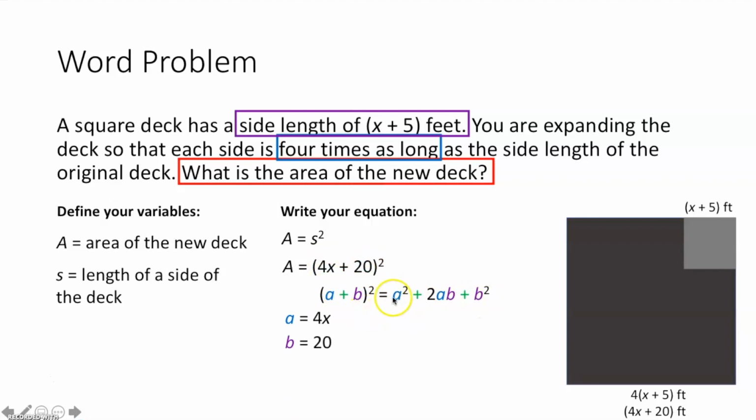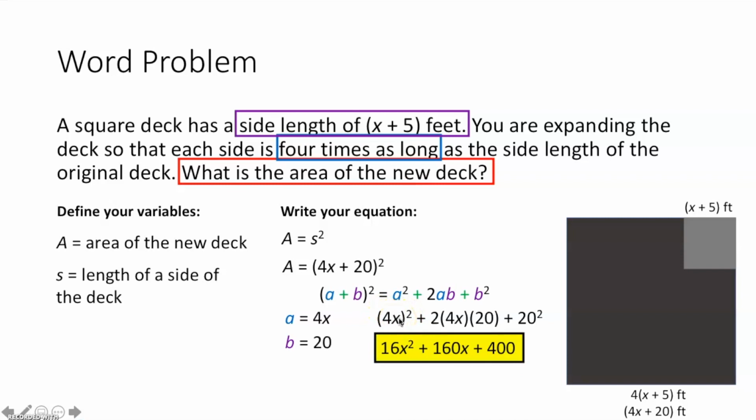And again, we're using the formula that has the sum, therefore our middle term, our first sign, is going to be a plus. So now we plug in 4x anywhere you see an a, plug in a 20 anywhere you see a b. So 4x, the quantity squared, we square the 4 and the x, you end up getting 16x squared. Over here, 2 times 4 times 20 is 160, and then 20 squared is 400. This is going to be the area of the deck.